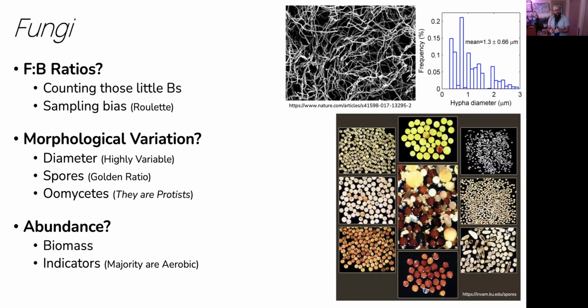I want to point out too, oomycetes get lumped in with fungi a lot, and they are in fact protists. They're more related to algae than fungi. They look a lot like fungi, which is why I think people make the confusion. So what would we use as meaningful fungal indicators?